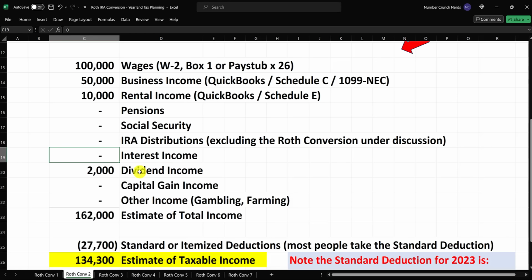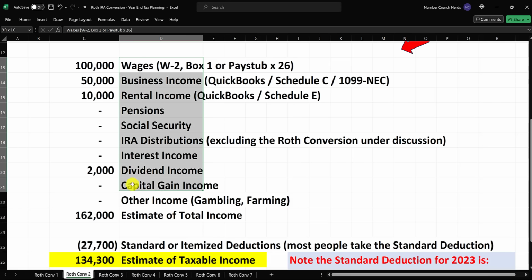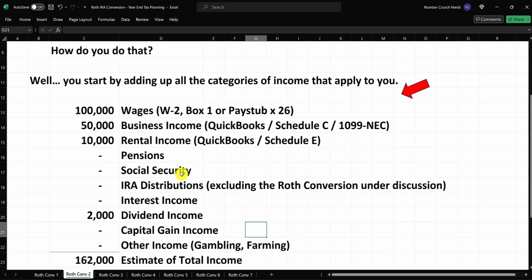Interest income, if you have any. Dividend income, if you have any. Capital gain income, that would come from things like buying and selling stocks or cryptocurrency. Very common to have capital gain from stuff like that. Or selling any asset that is a capital asset resulting in capital gain. Maybe you have other kinds of income, gambling income, farm income. You will know, based on your personal situation, what typical income categories you have. You can look at your tax return from the prior year to get sort of a rough estimate of how much taxable income you have.